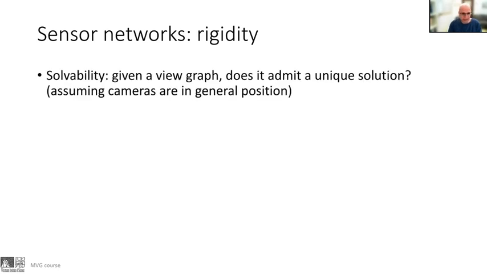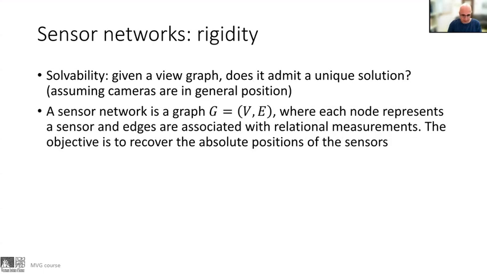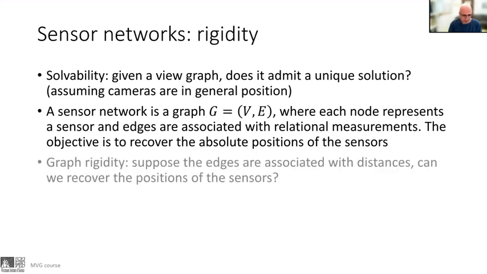So what is solvability? Given a view graph, does it admit a unique solution, assuming the cameras are in general position? To answer this question, we define a sensor network to be a graph whose nodes represent the sensors, and edges are associated with relational measurements. The objective is to recover the absolute positions of the sensors. Is this clear? Let me know if you have questions.